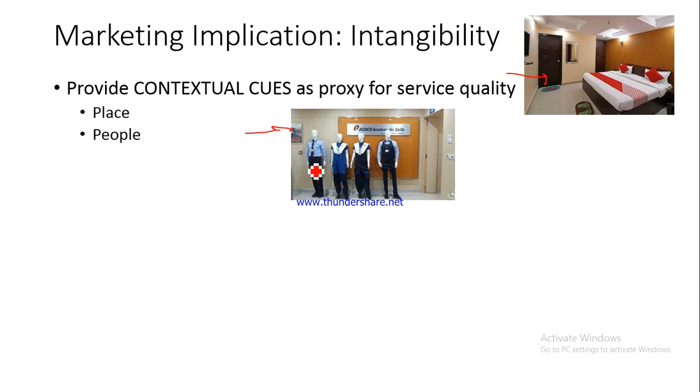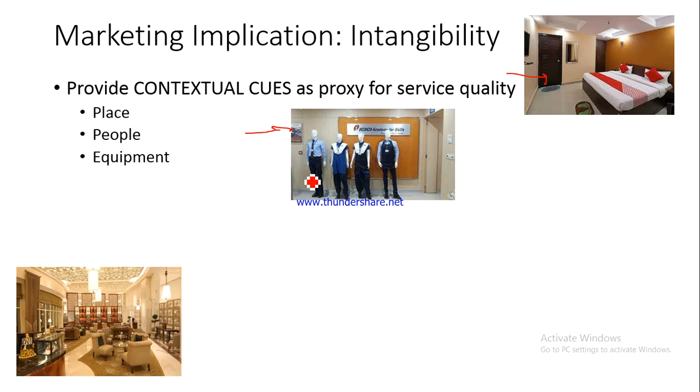So looking at the uniform worn by these people who are working in ICICI, they can probably think that okay, seems like they are wearing professional uniform and neatly dressed, so maybe the quality of service would also be good. So this is how your people can also provide cues to your customers that your service quality is good.